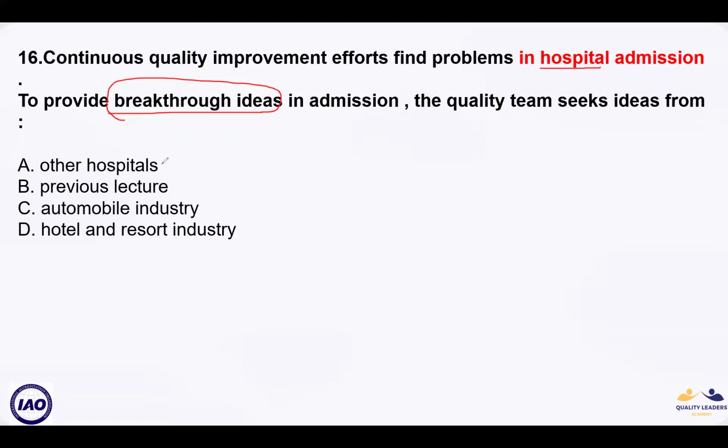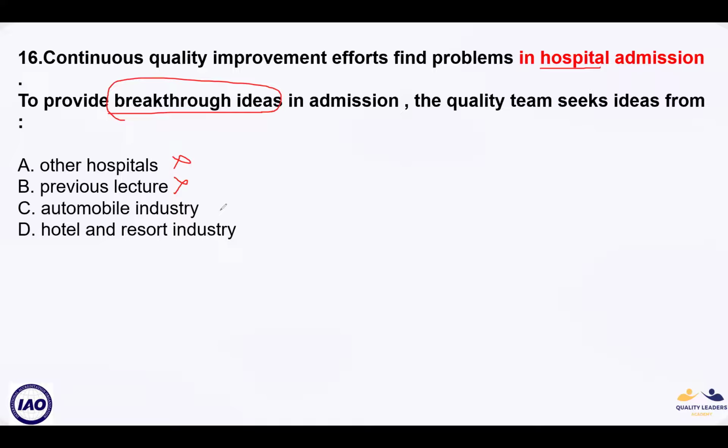Now, option A, other hospitals. If you look into the same industry, you will get the same ideas, same constraints. You will find the best practices, but you will not find any breakthrough ideas. When you're looking at other hospitals, it's more of a competitive benchmarking, useful for comparing yourself with other hospitals, but it doesn't give you any breakthrough ideas. So this is not the right answer. Previous lecture, past knowledge is again like past thinking. There won't be any breakthroughs, right? This is a source of your knowledge, but nothing else.